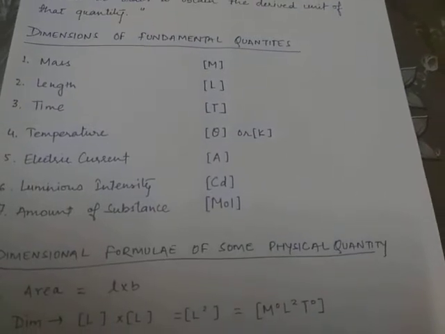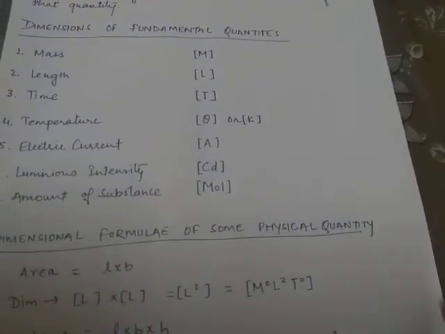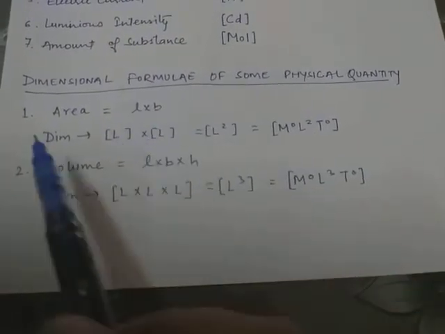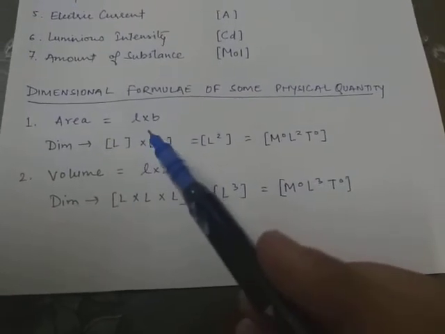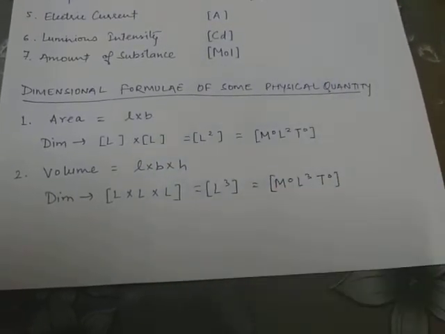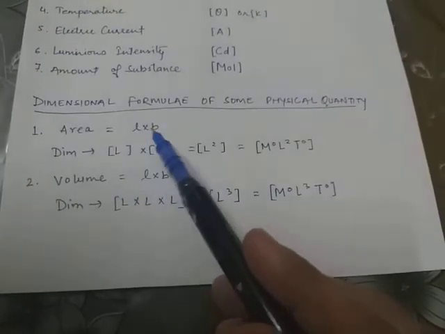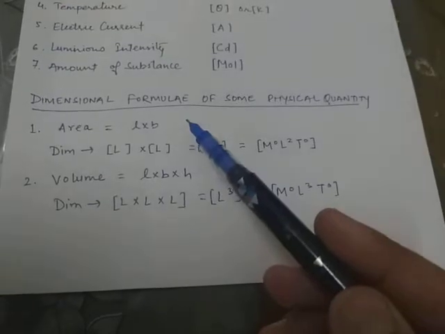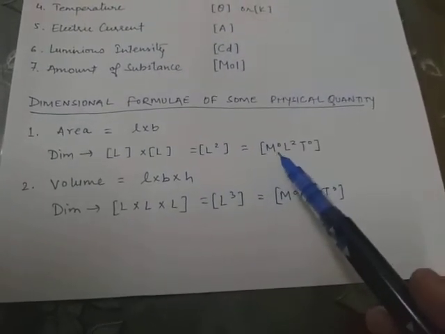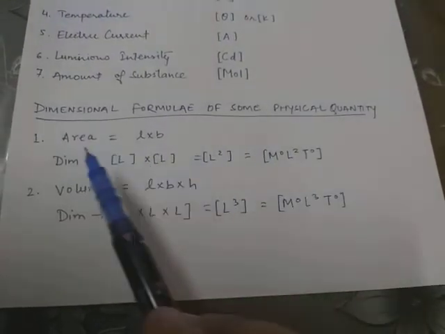On the basis of these fundamental quantities' dimensions, we can also determine the dimensions of some derived quantities. So let's start with some derived quantities and determine their dimensions. First is area. As we all know, the basic formula of area of a rectangle is L into B. L is representing the length and B is representing width. But in terms of dimensions, both have dimensions L and L, because everything is length and it is measured in meter. So whatever is measured in meters, dimension will be L. So L into L means L square in square brackets, and it can be written as M raised to power 0 L square T raised to power 0 in square brackets. So this is the dimension of area.